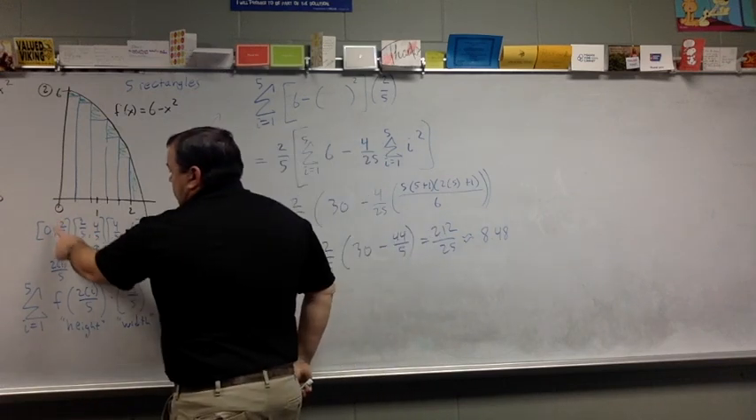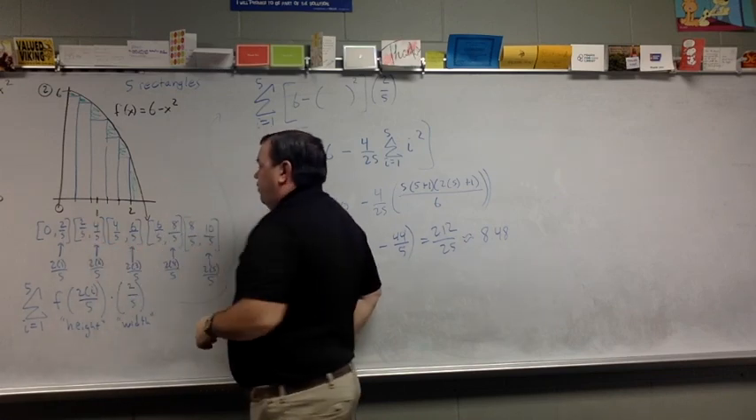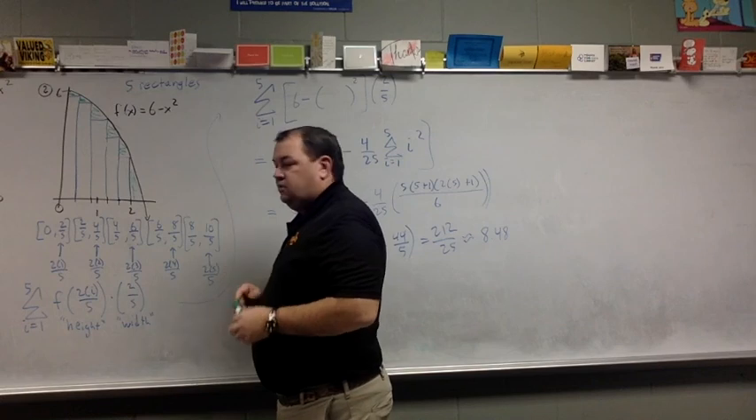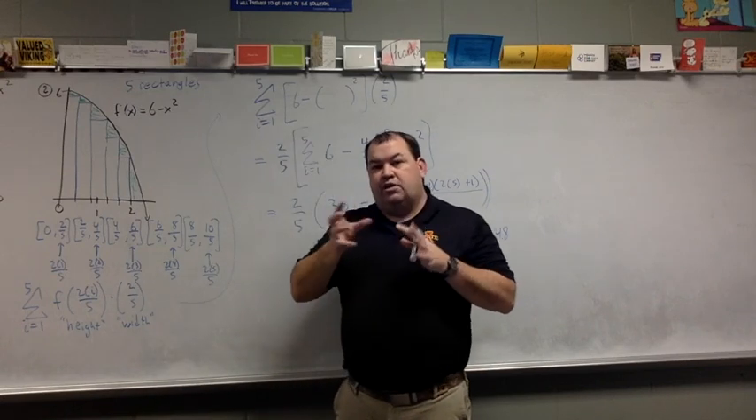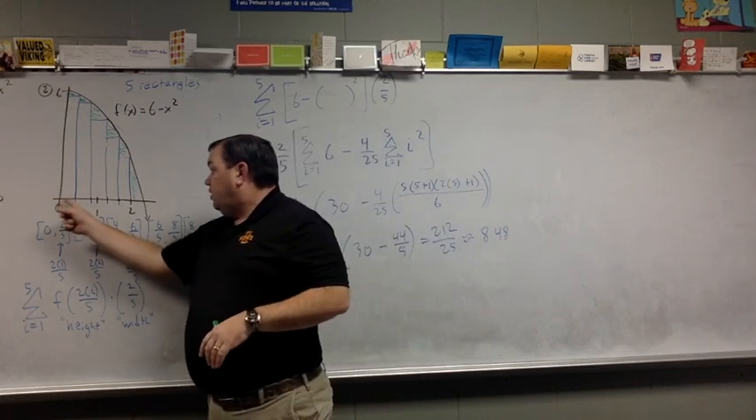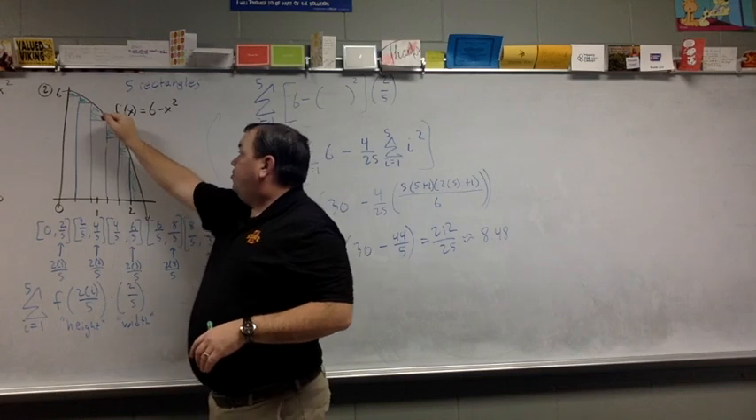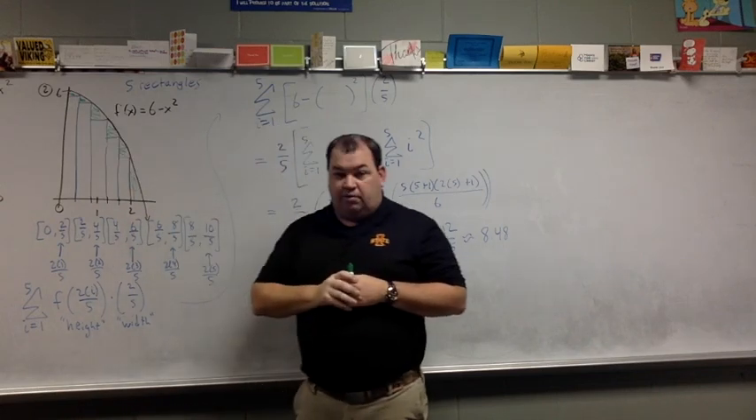So I'm going from 0 to 2/5, from 2/5 to 4/5, 4/5 to 6/5, all the way out to 10/5, which is 2. So I broke it into 5 rectangles. So my width is always going to be 2/5, but notice how my height changes depending on which rectangle I'm on.